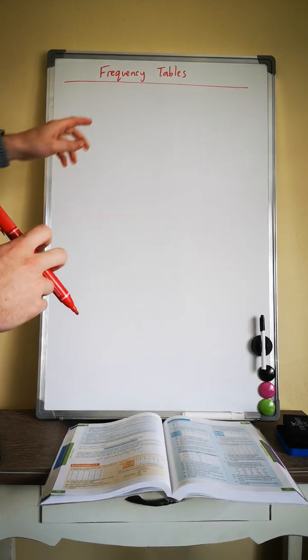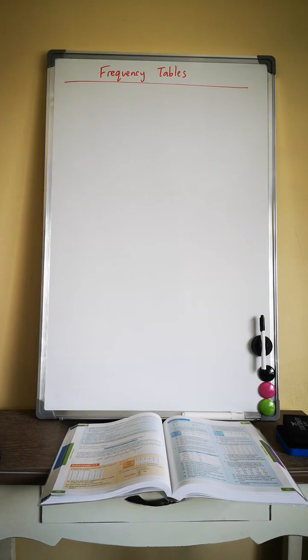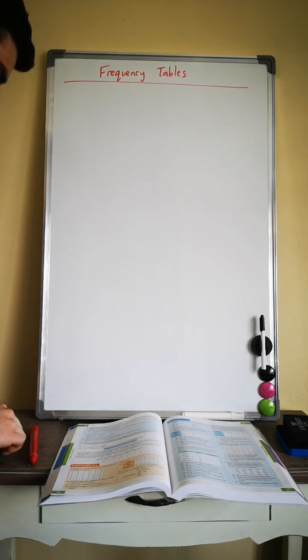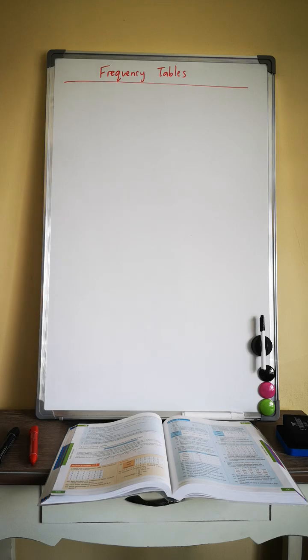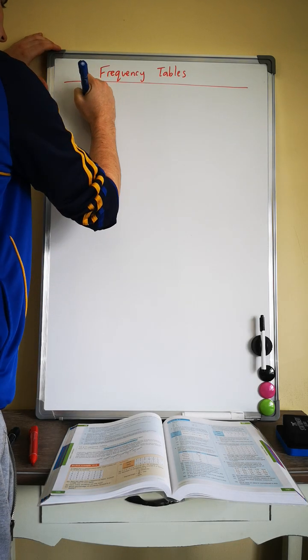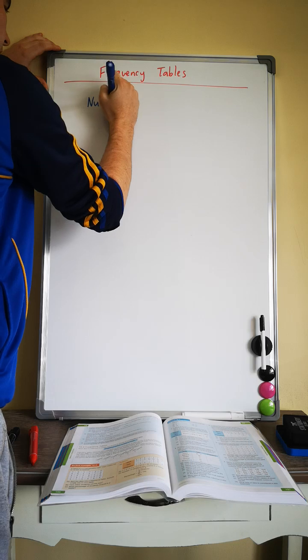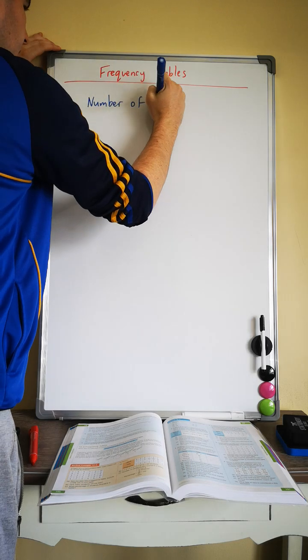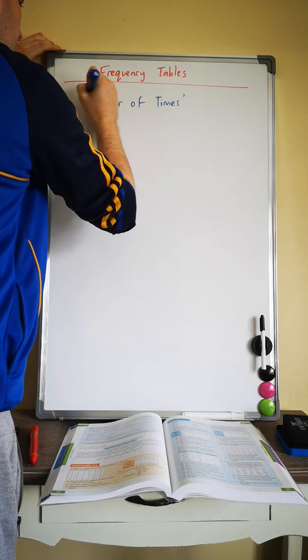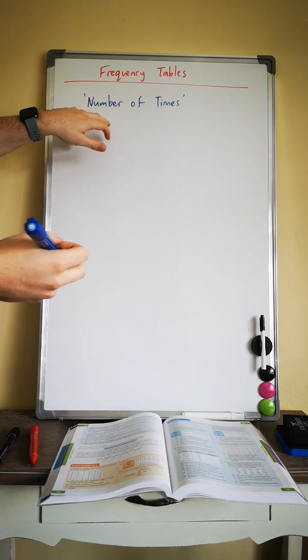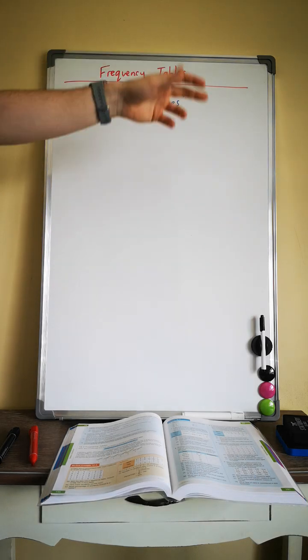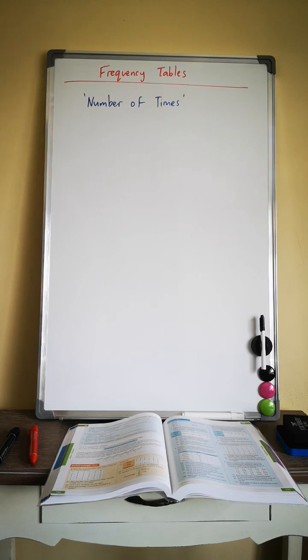Okay, so looking at frequency tables. This is the next section of chapter 12 in statistics. So what a frequency table is. The word frequency actually means the number of times. So it's the number of times things happen or things come up, or a number of things you count.